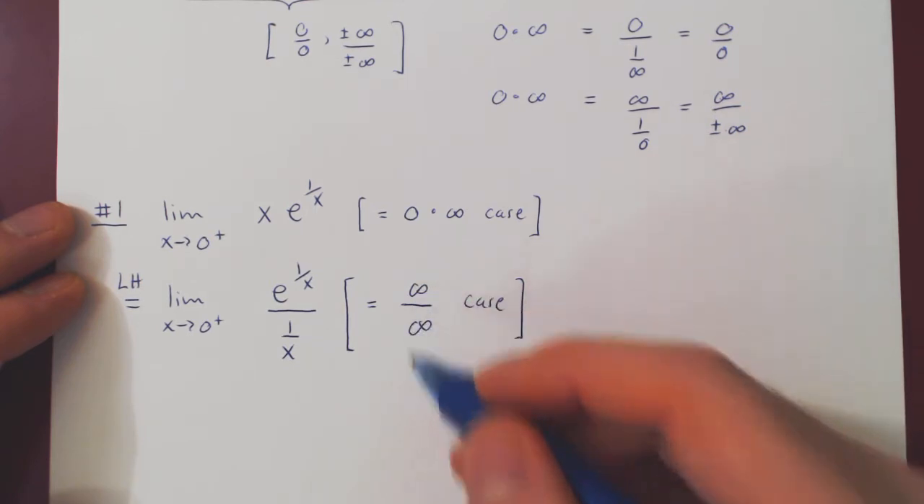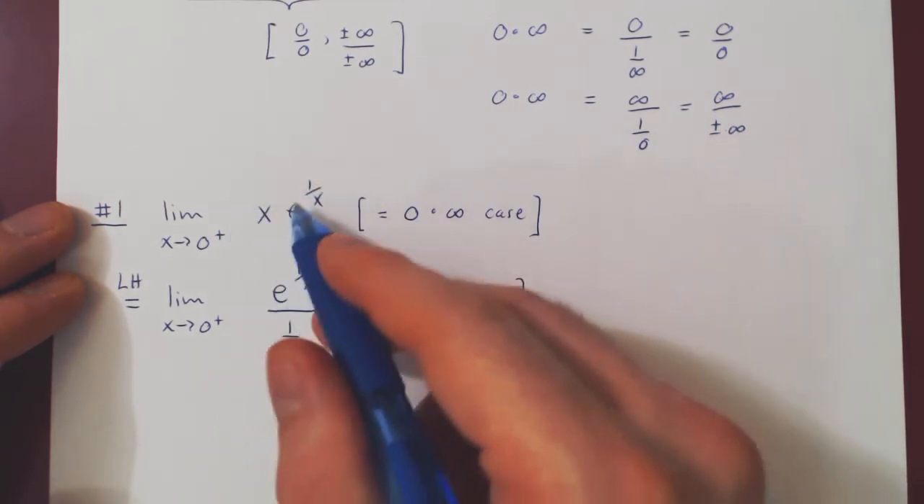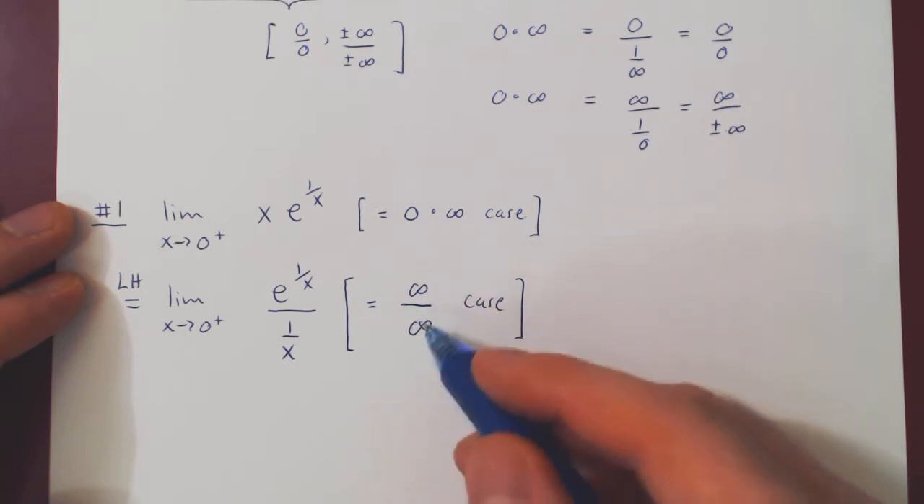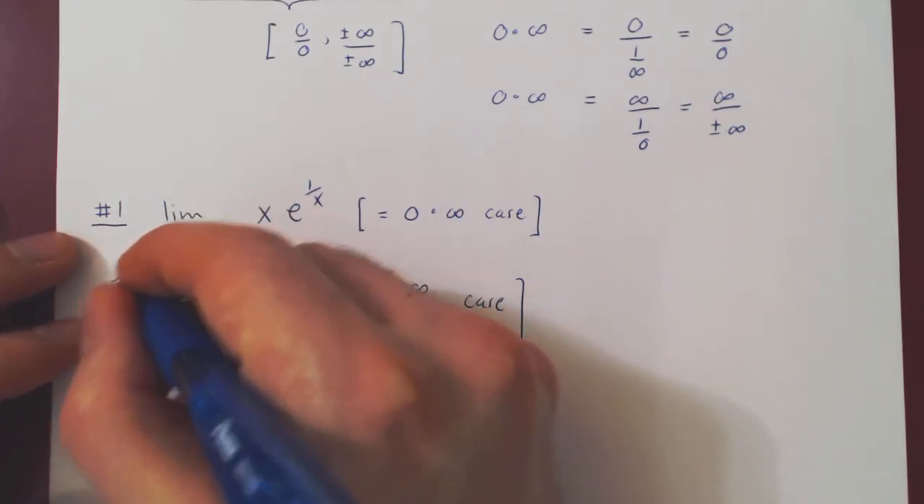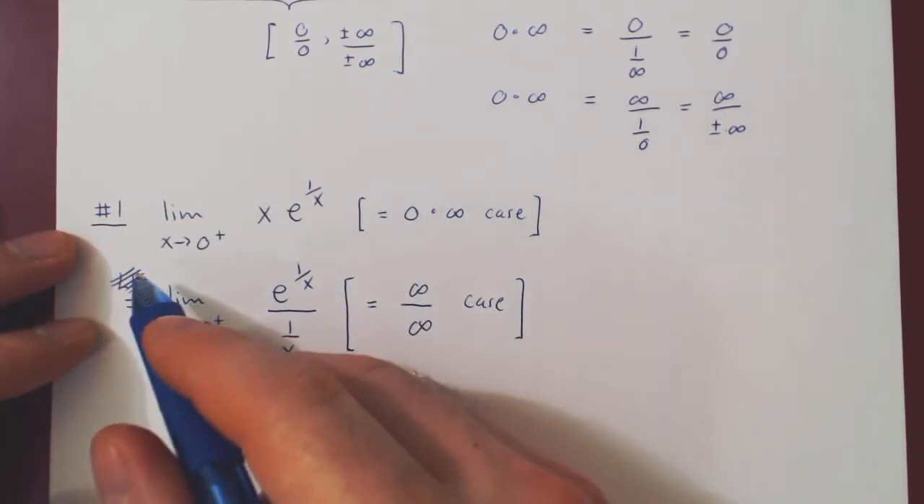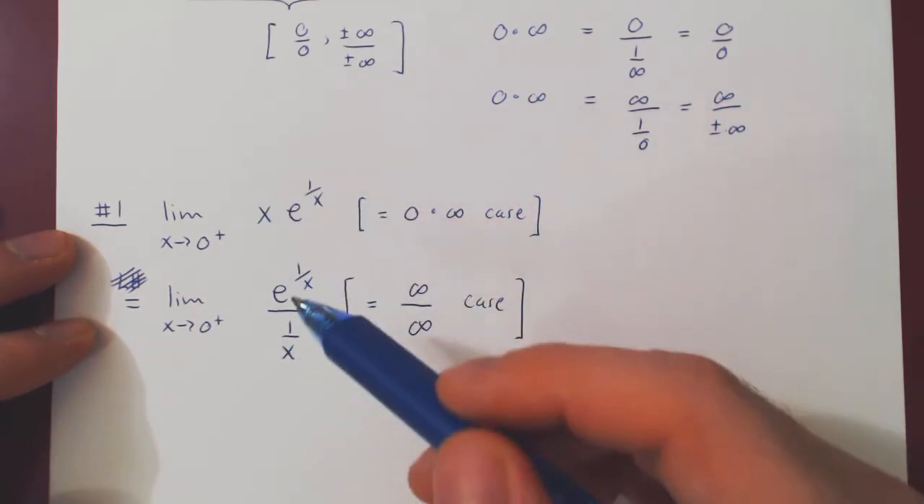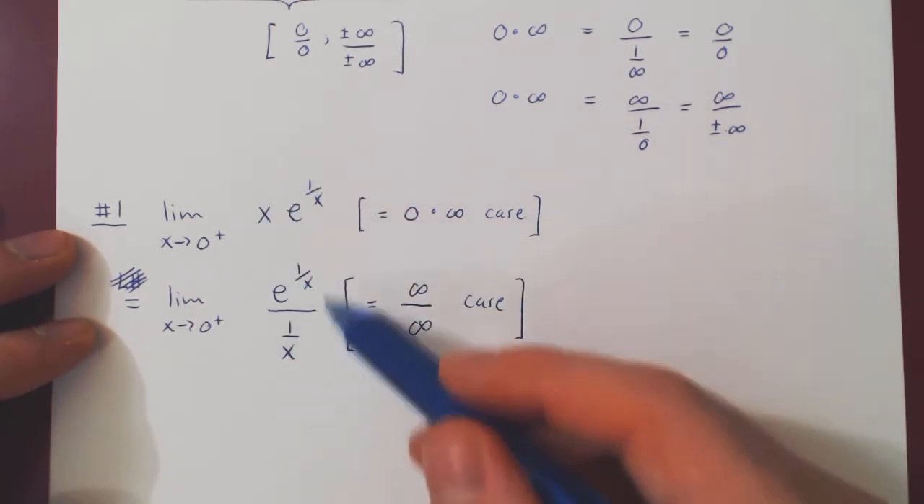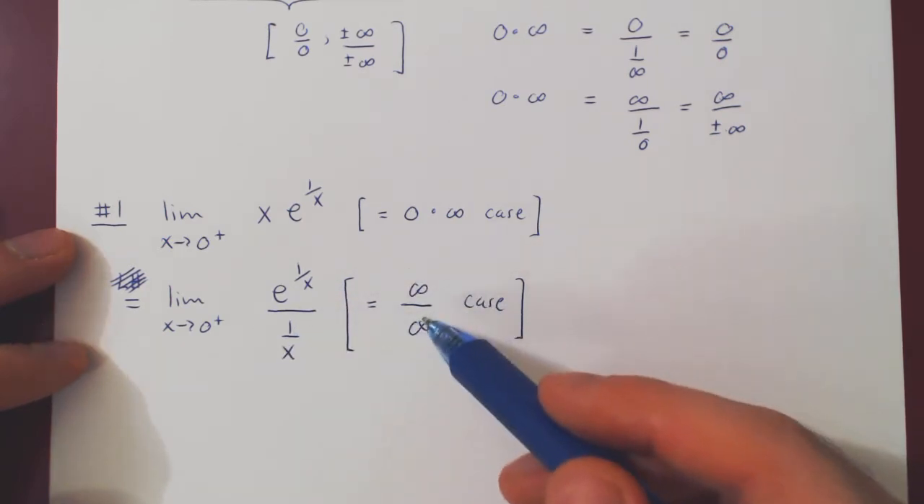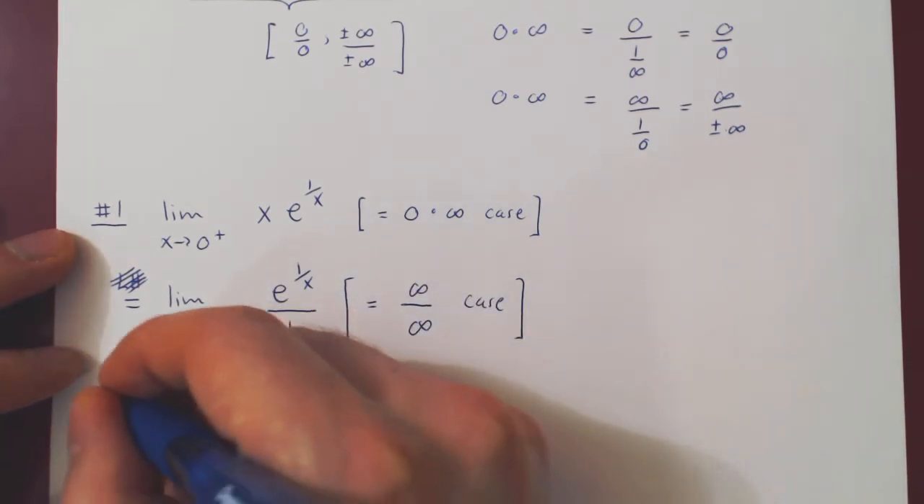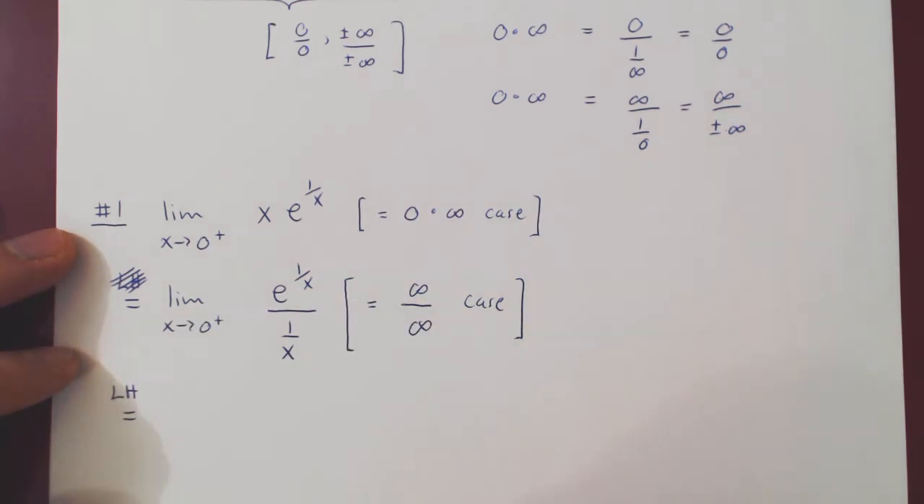And so we now have an infinity over infinity case simply by rearranging the expression, and now we can apply L'Hopital's rule. Sorry, I was not applying L'Hopital's rule here. I simply rewrote the expression. Now that we have the right case, we can apply L'Hopital's rule. I was getting ahead of myself.